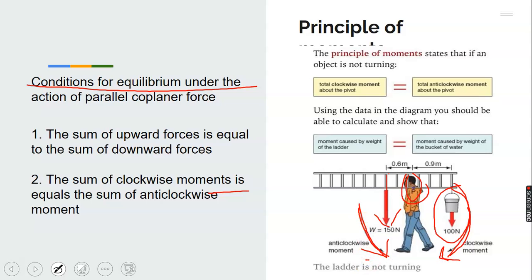That is 150 times 0.6. When you multiply, it will be equal to 100 times 0.9. The same thing will give you 90. Sorry. Those are the two conditions that will be met if a particular body is in equilibrium, under the action of parallel forces.